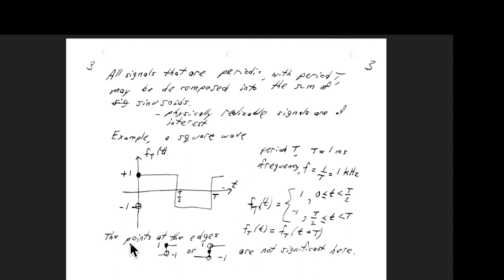The points at the edges, up here it was drawn for a situation like this with minus 1 and 1, but you could have the points at the edges to be in the middle at a 0, meaning this point instead of being at t equals 0, instead of it being amplitude 1, it could be amplitude 0. It won't be significant in terms of integrals or energy content. And so a lot of the times, I might even just draw it as an edge like that.